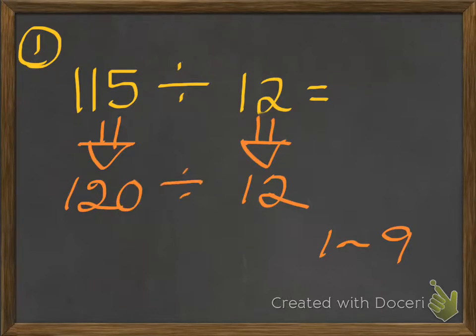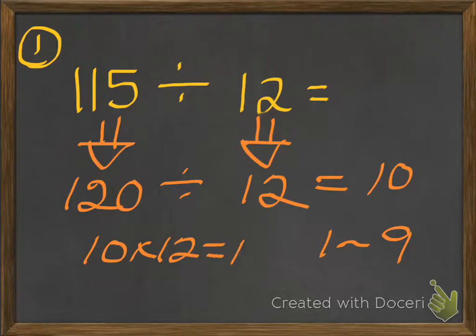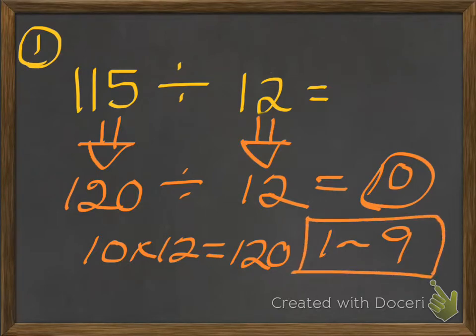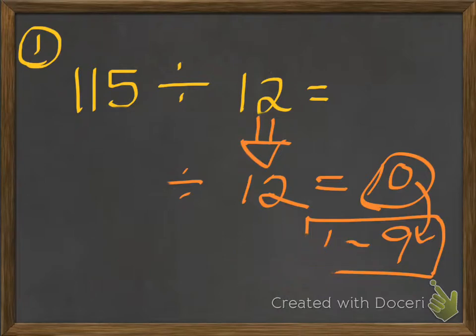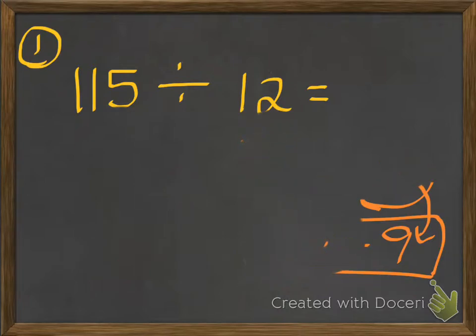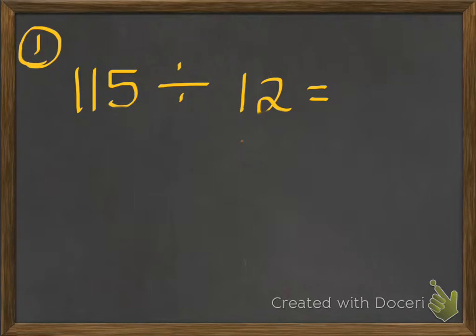Now I have 120 divided by 12, and I know that equals 10, because 10 times 12 equals 120. So I know my answer is probably going to be close to 10, but I also know that just for today my answers are only going to be single-digit quotients. So probably it's going to be the number that's next closest to 10, probably just going to be 9. So let me erase this so I can have some space. I'm estimating that my answer is going to be 9 or close to 9. So now I'm going to do my division and find out.